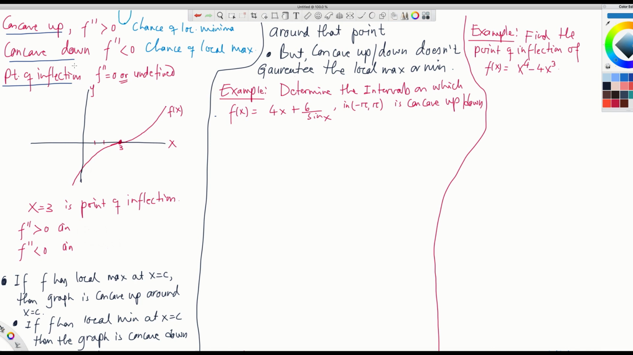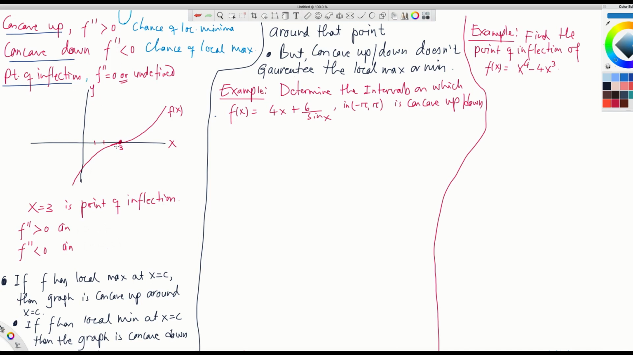Also, if a function is concave downward, the second derivative is always negative, right? And there is a chance of local maxima, but it does not guarantee that it exists. Now, if there is a point of inflection at a point, then the second derivative must be 0 or undefined. But if the second derivative is 0 or undefined, it does not guarantee the backward. It is just true forward, but not the backward.